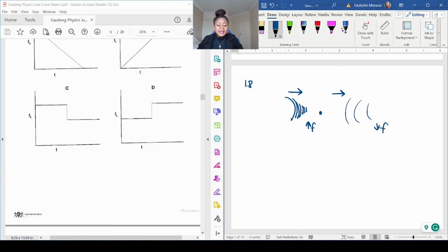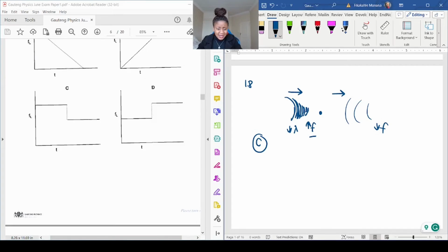Okay. Now, between C and D, what happens? Is it increased at the beginning and then decreased at the end? Or is it decreased at the beginning and increased at the end? I would go with C, okay? Simply by me just showing you that as it approaches the listener, the sound waves actually become less, and wavelength as well as frequency are inversely proportional. So when one reduces, the other increases. So as it approaches, you'll hear a higher frequency, but as it leaves, the frequency will start decreasing. So C would be the correct answer for 1.8.